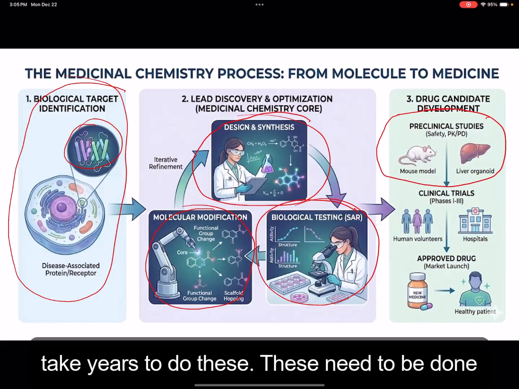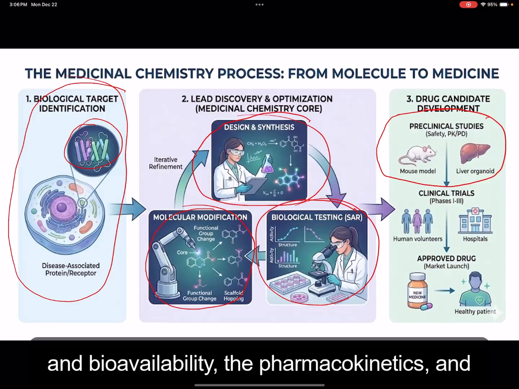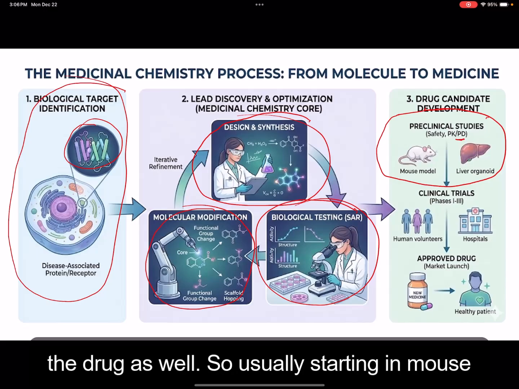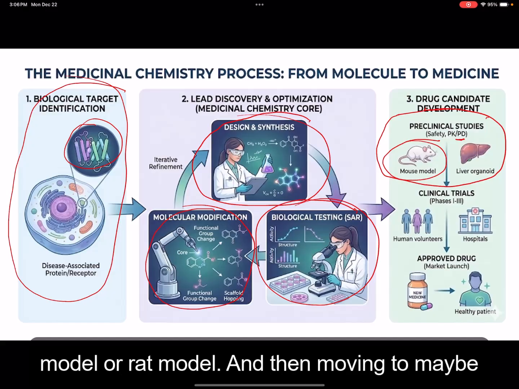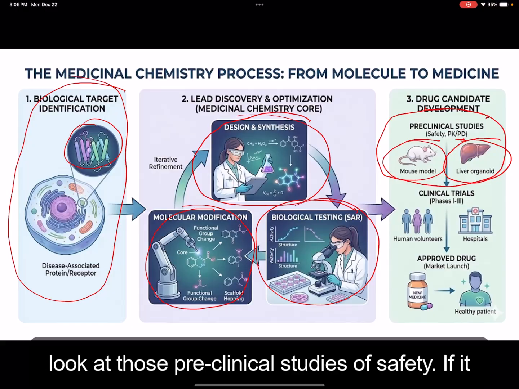These can still take years to do. These need to be done in animal models, and they're looking at safety and bioavailability, the pharmacokinetics, and the pharmacodynamics, so the efficacy of the drug as well. So usually starting in a mouse model or rat model, and then moving to maybe some in vitro systems or into higher animals to look at those preclinical studies of safety.